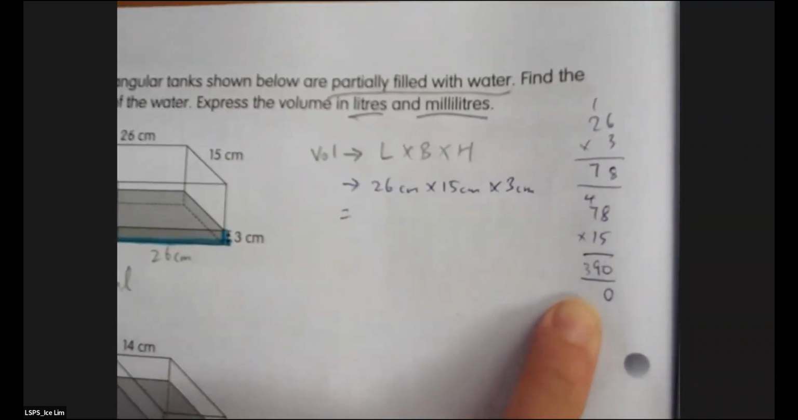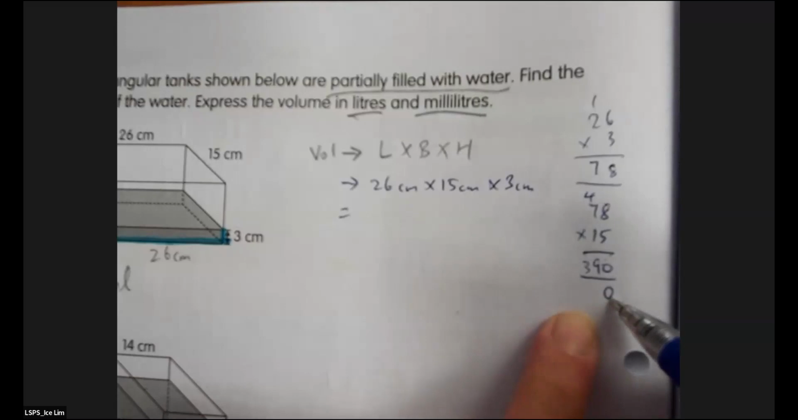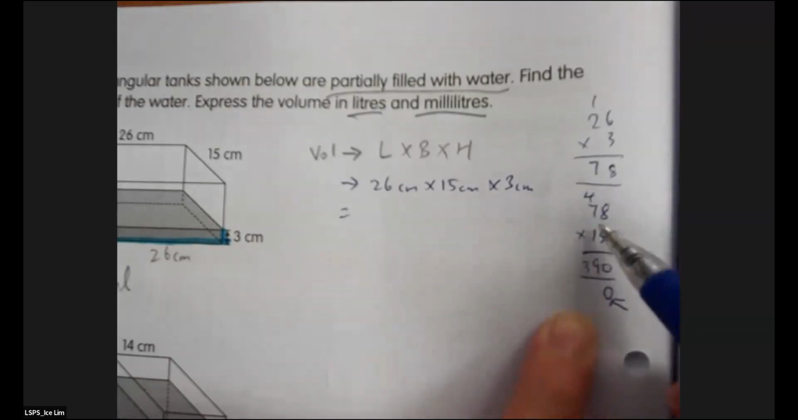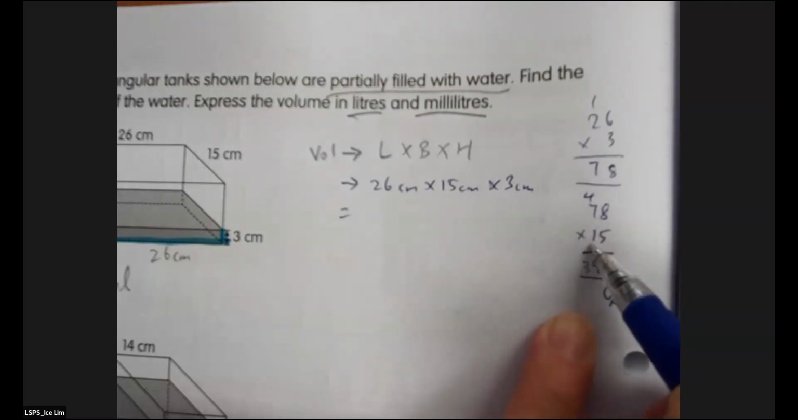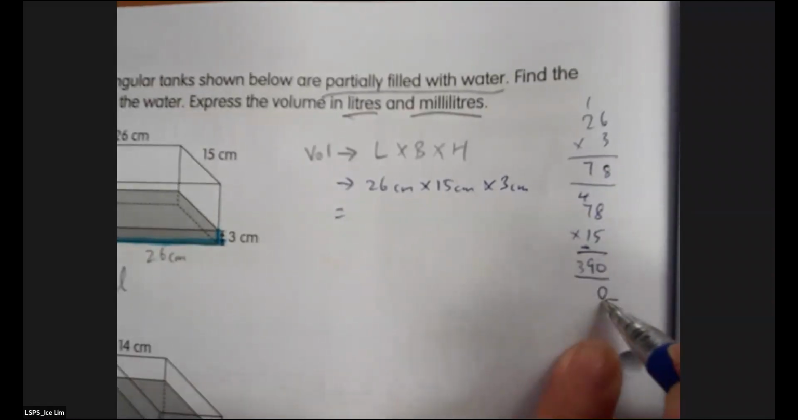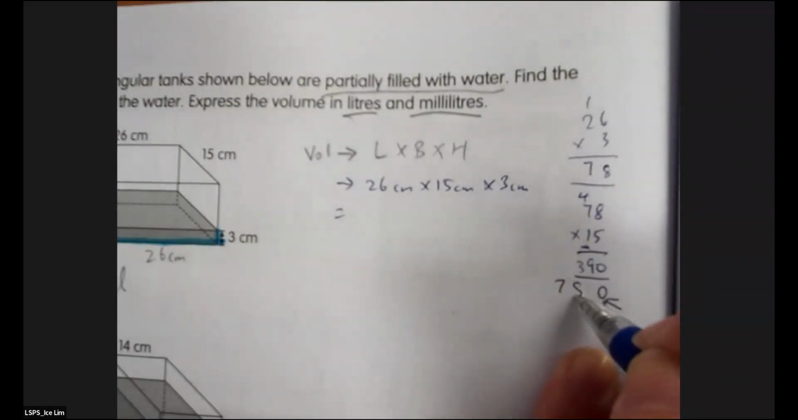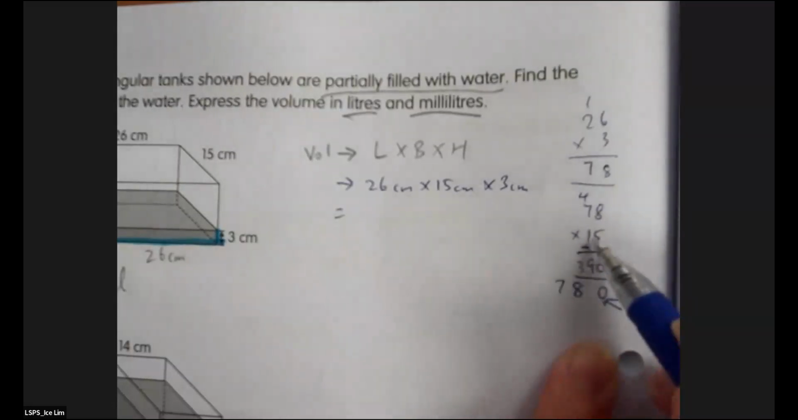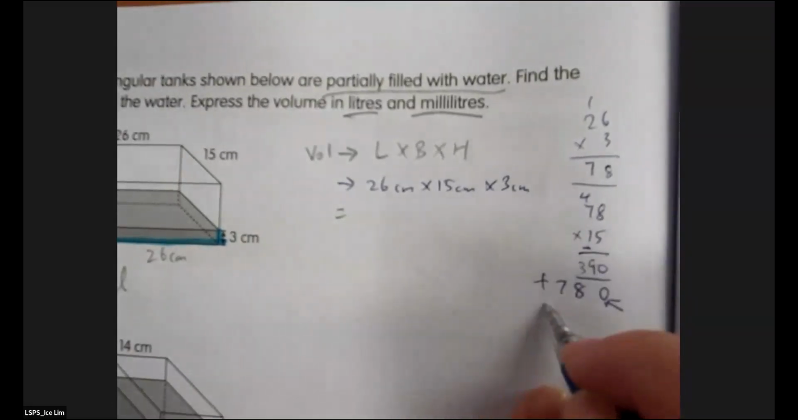I noticed when I was marking your work, a lot of you forget to add in the 0 here for the place value. It's 78 times 10. This is in the tens place. So you've got to put in the 0 here before you write 7 and 8. It's 78 times 10, so it's 780 actually.